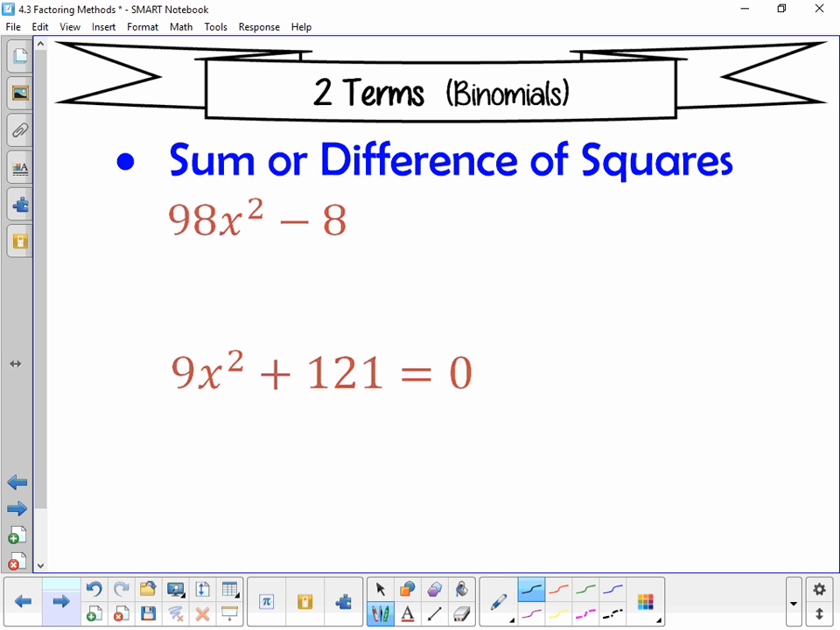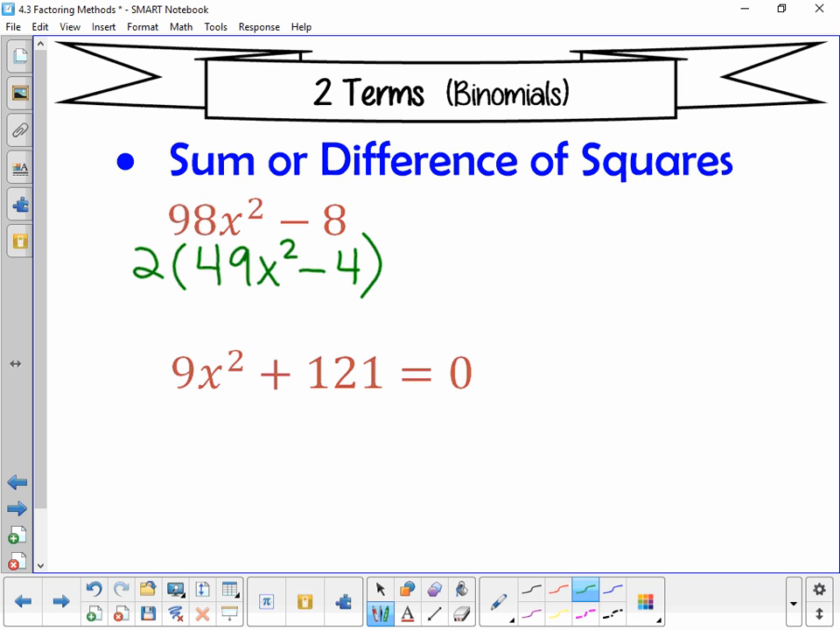Okay, we're going to look at some different factoring strategies today, and we're going to think about them in terms of the number of terms they have. So the first ones that we're going to look at are if we have 2 terms. Always, always, always, you should check very first to see if there is a common factor. So this expression 98x squared minus 8, you might notice they have a common factor of 2. If we factor out that 2, we have a 49x squared minus 4.